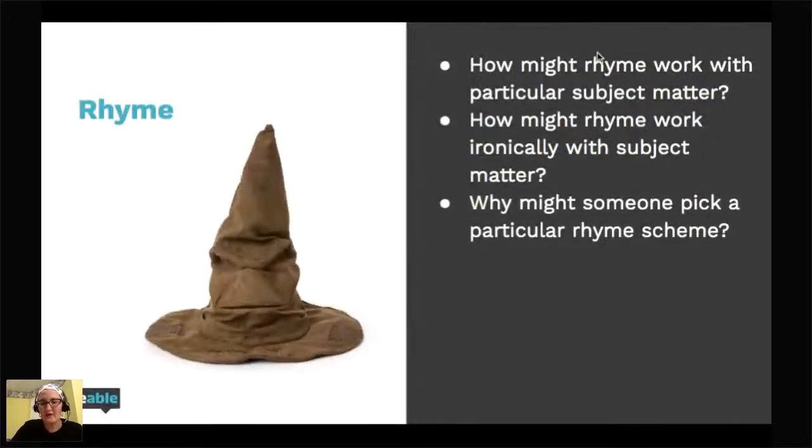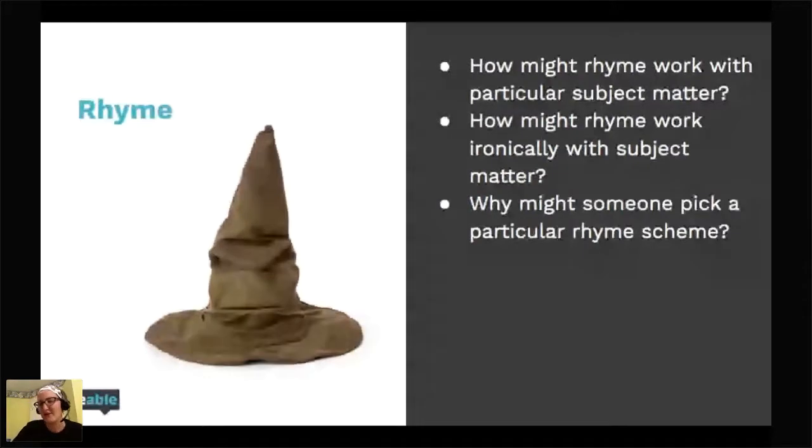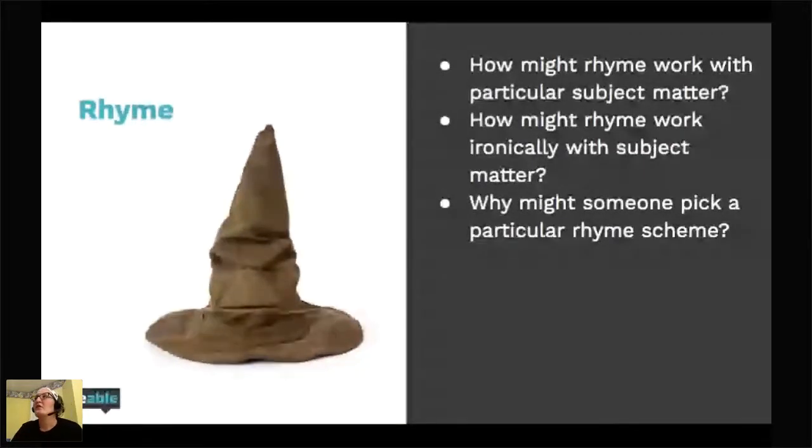Yeah, so here's my question to you. This is something you think about as you're reading poems in the exam as well. Why might someone pick a particular rhyme scheme? Or let's say you're the poet, and I'm sure there's a couple of you out there who actually write poetry. I like writing poetry, and I always had a couple of kids in class who did. Why do you pick a particular rhyme scheme? Or why would an author do that?